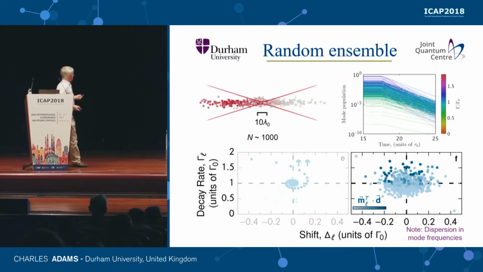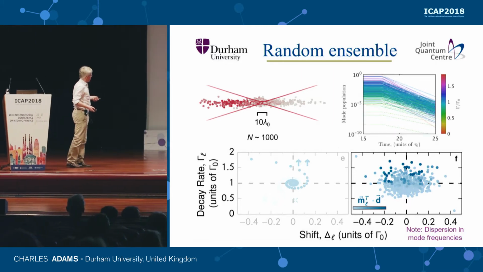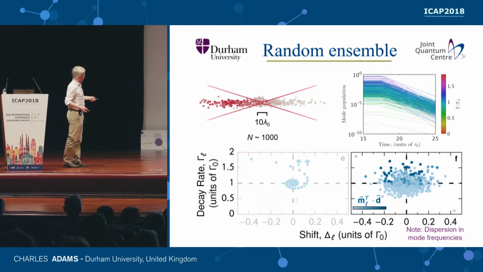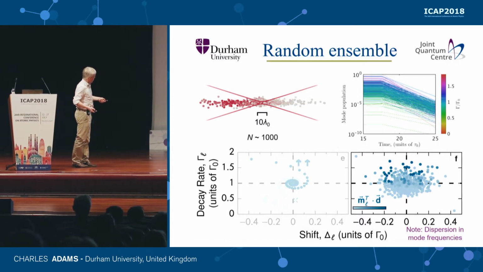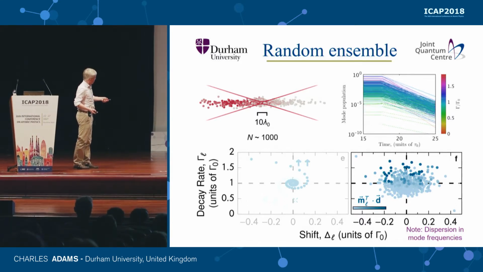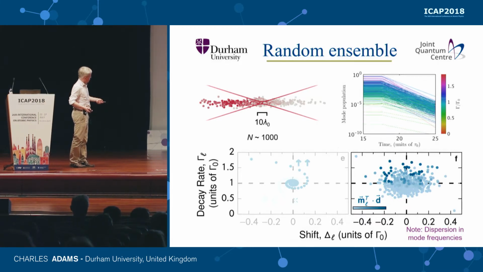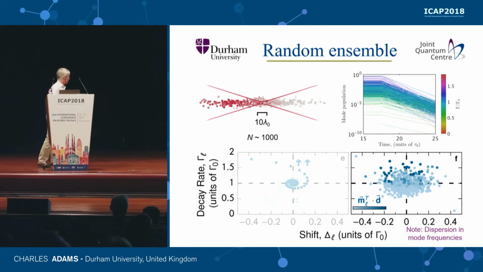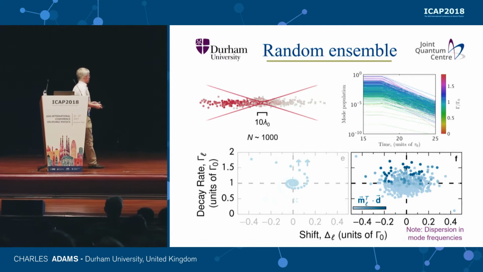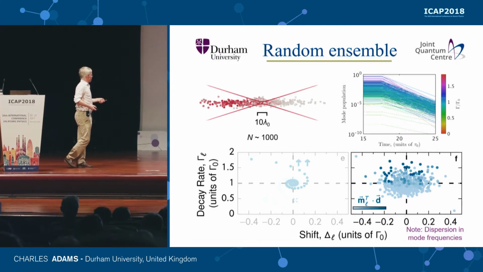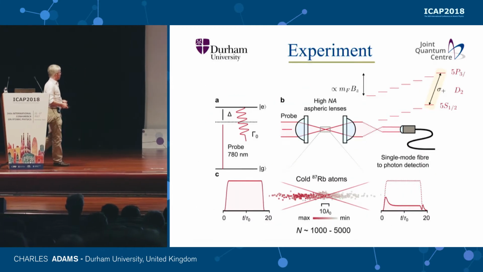Okay, so what happens with a random ensemble? The pairs are sort of well behaved. If you look at all the modes, what you find is a range of decay rates, as we see here, and there are also shifts in the frequencies. So there's dispersion in the mode frequencies as well. Okay, so to understand what might happen in the experiment, let's actually look at the experimental results now.